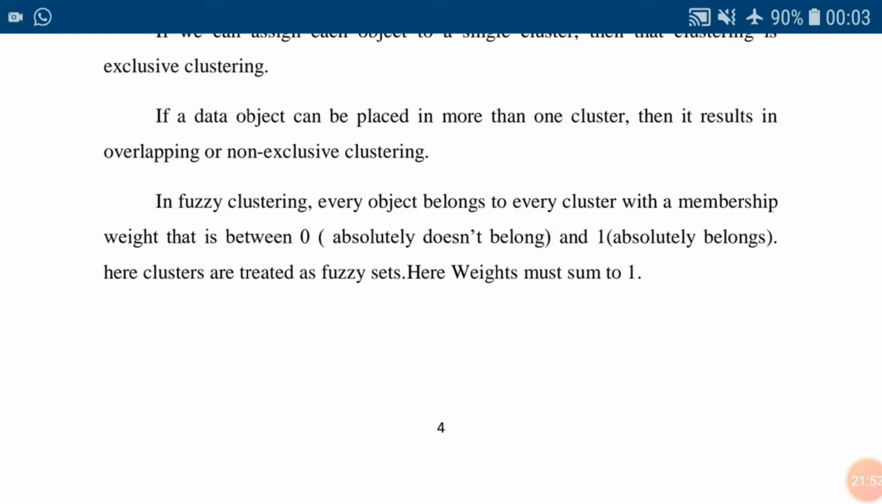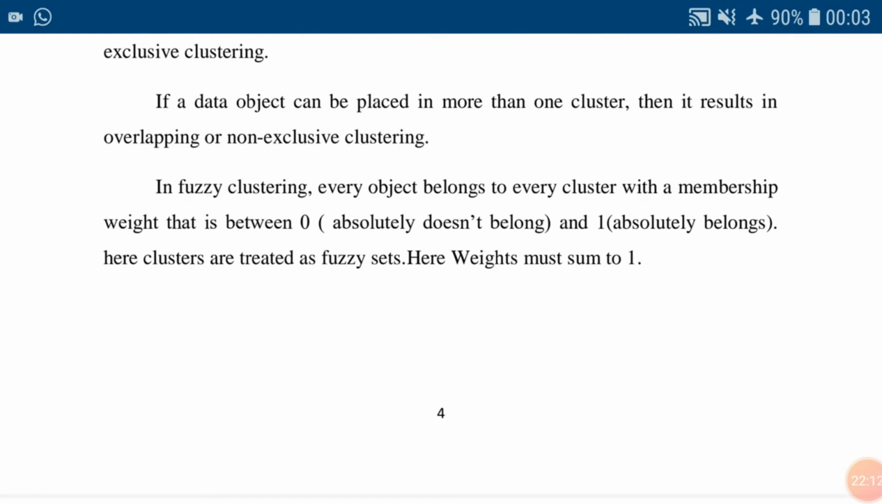Next we will see fuzzy clustering. What is meant by fuzzy? The word itself indicates it. The data can be represented by values, and those values are only between 0 and 1. In fuzzy clustering, every object belongs to every cluster with a membership weight between 0 and 1. Here clusters are treated as fuzzy sets, and the weights must sum to 1.